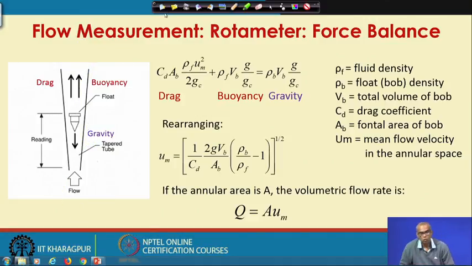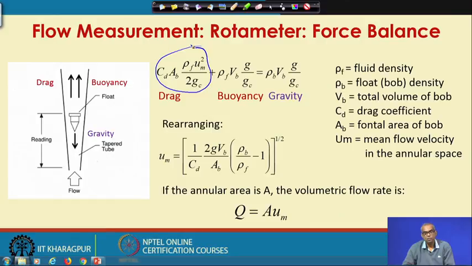Now, what is the expression for the drag force? If the mean velocity of the float in the annular space is u_m, the drag force can be written as C_D A_B rho_f u_m squared by 2 g_c, where C_D is the drag coefficient, A_B is the frontal area of the bob, rho_f is the fluid's density, and u_m is the mean flow velocity in the annular space. So, this is working upward.